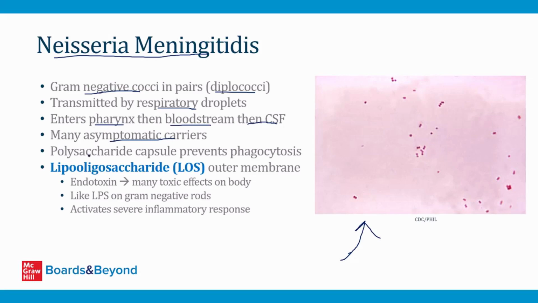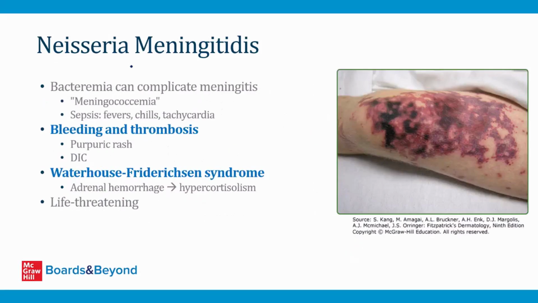Neisseria meningitidis has a polysaccharide capsule that helps prevent phagocytosis by white blood cells. And a super high-yield thing to know about this bacteria is that it has a structure on its outer membrane called lipo-oligosaccharide, or LOS. This is a bacterial endotoxin, and I talk about endotoxins versus exotoxins in the ID section, and it has many toxic effects on the body. It's similar to LPS, which is another toxin found on many gram-negative rods. And so the LOS is what activates a severe inflammatory response, and that leads to many of the clinical features of Neisseria meningitidis infection. So there are a couple of sort of classic complications of Neisseria meningitidis when it causes meningitis that you should be aware of.